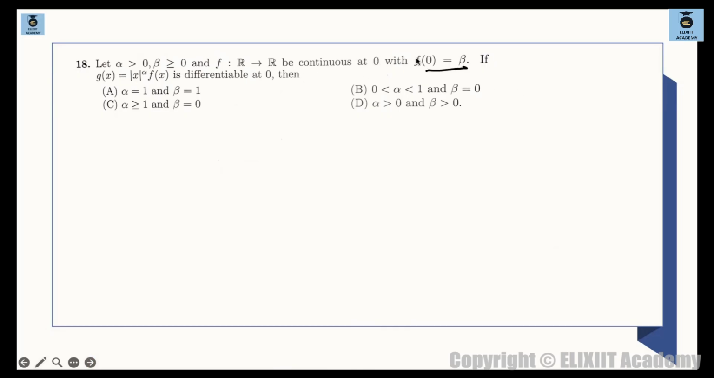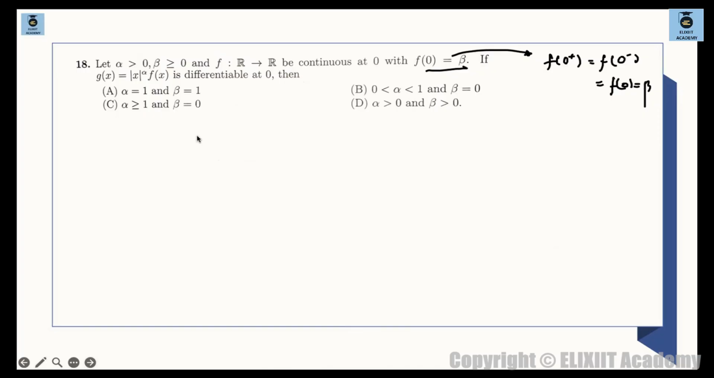Now f is a continuous function at 0, which means f of 0 is beta. So as you can decode these things as well, like f of 0 plus, 0 minus, all these are beta, and f of 0 is also beta. So we see what can be generated, what we can generate line by line. So if g of x is mod x to the power of alpha into f of x, and it is differentiable at 0, then which of the following options are correct? So we need to find the value of alpha and beta for which this is differentiable at 0. g of x is differentiable. Okay. So these things can be generated.